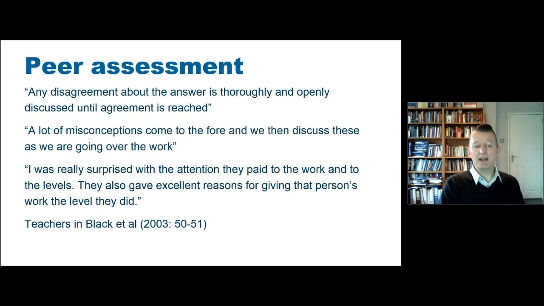So teachers in the Black and Wiliam book shared these reflections on using self and peer assessment. They said any disagreement about the answer was thoroughly and openly discussed in the classroom until agreement was reached. So that really helped them dispel disagreements and misunderstandings. A lot of misconceptions come to the fore, and then we can discuss these as we're going over the work, and we can help to dispel those misconceptions. And the final teacher said, I was really surprised with the attention the children paid to the work and to the levels, applying quality criteria to their work.